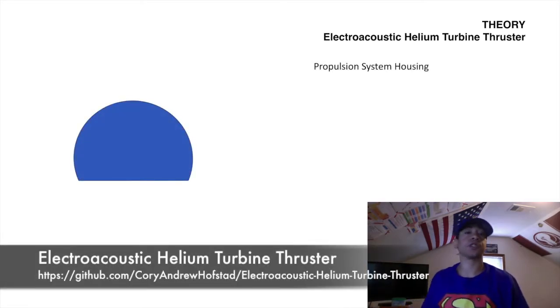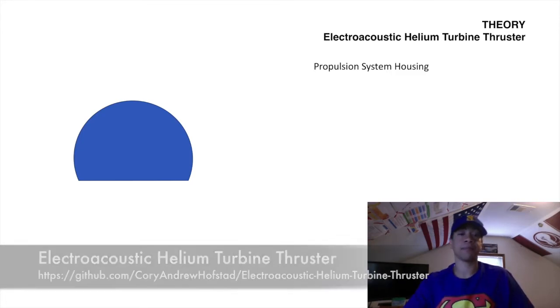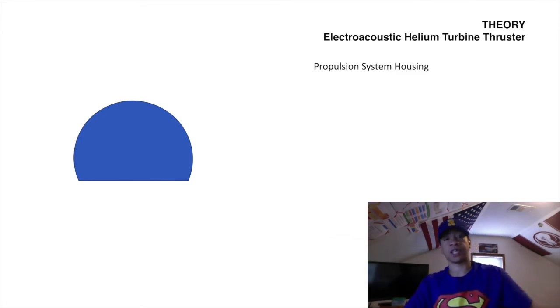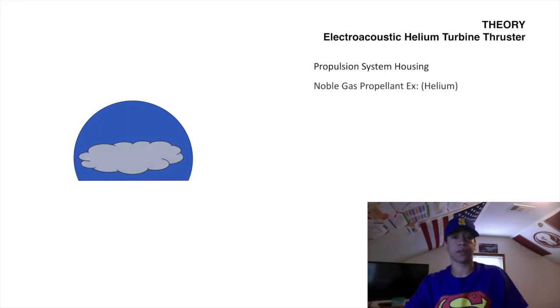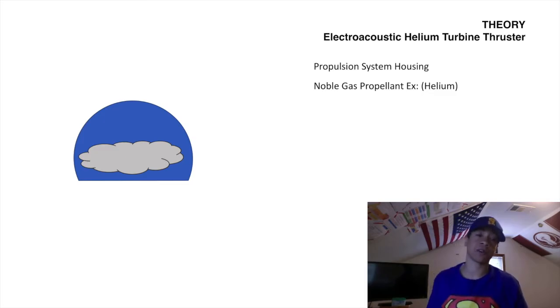It would be a propulsion system housing. It would be like a cup or a bowl that would be upside down with the opening there on the bottom, and the rest of it is like a container, a vessel. And there would be a noble gas propellant, and in this case, since we're in atmosphere and we want it to stay in there and not escape from the bottom, we're going to use helium, which is lighter than air, so it would stay up in this little bowl.